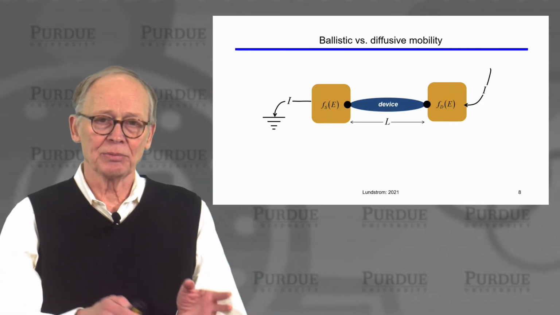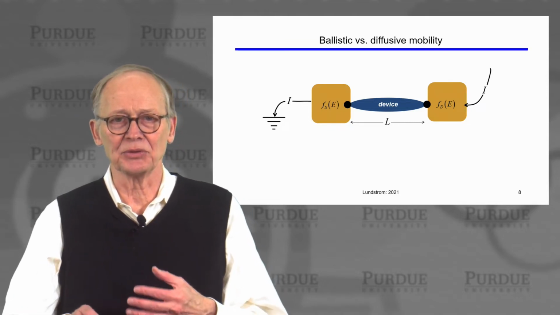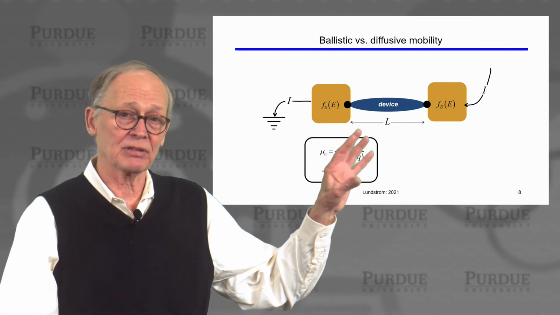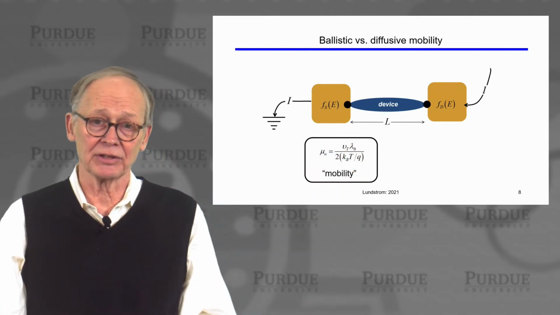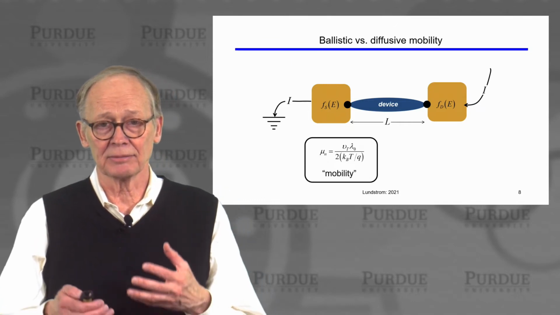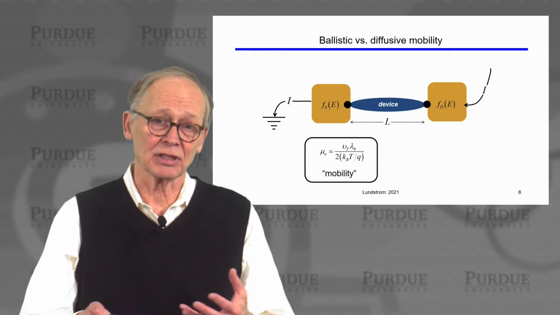Okay, now let's go back. Let's talk about the ballistic mobility first and how it differs from the diffusive or the conventional mobility. So the conventional mobility that we talk about in a bulk semiconductor is related to the mean free path for scattering. This is a material-dependent parameter that is widely measured and usually easy to look up and find.